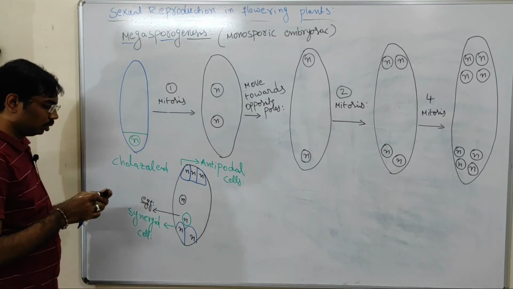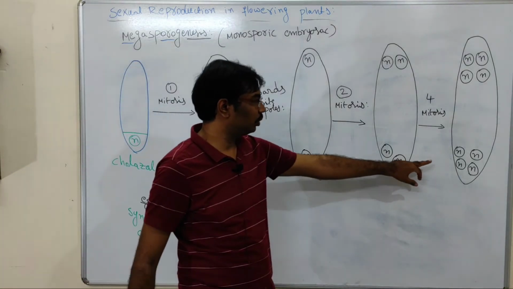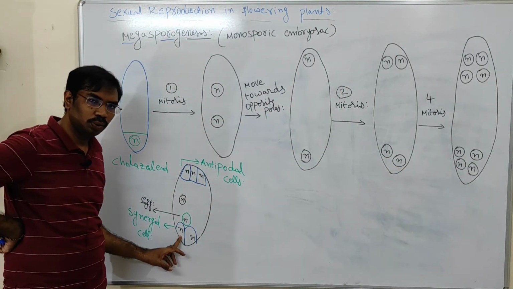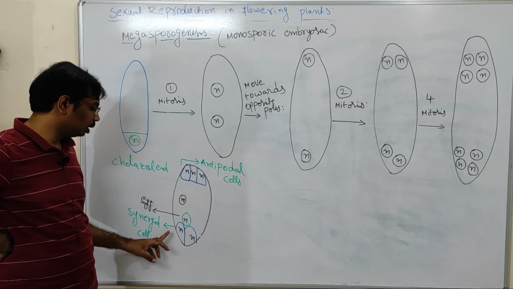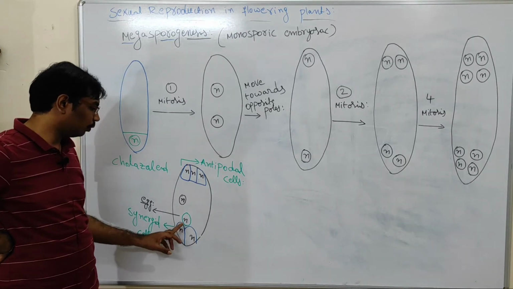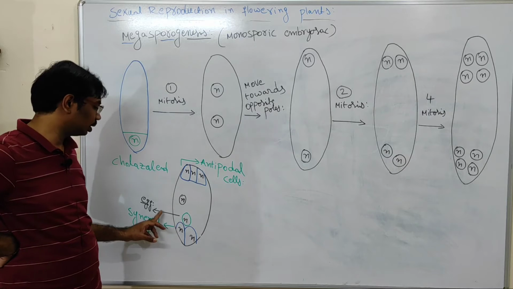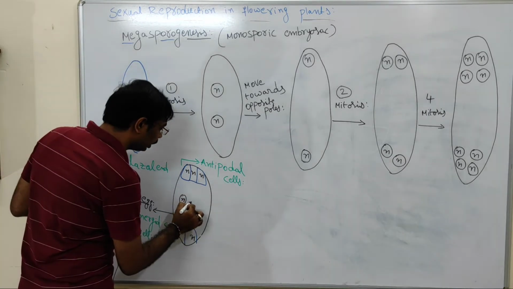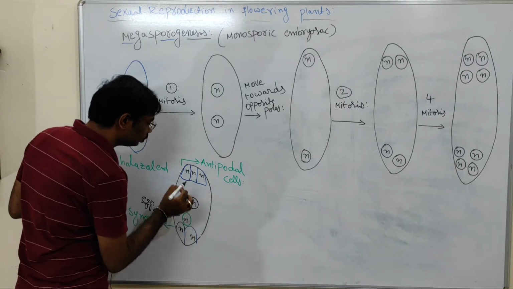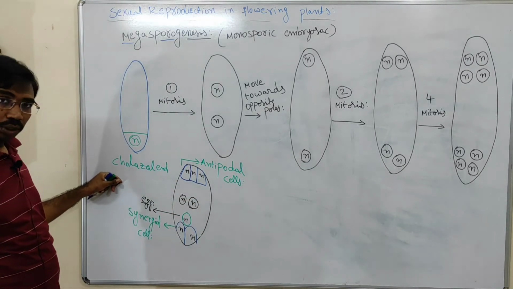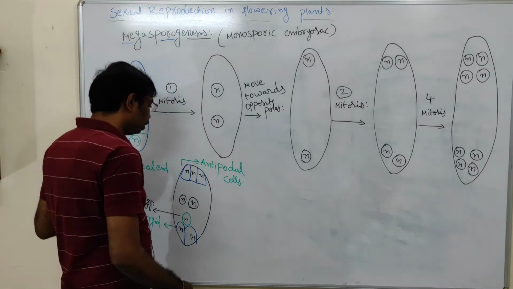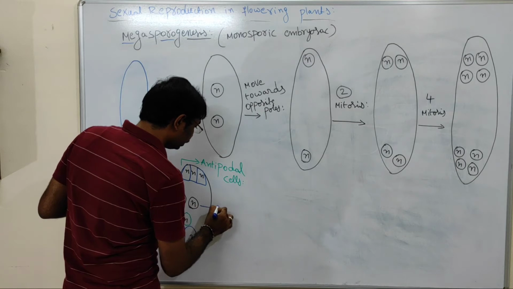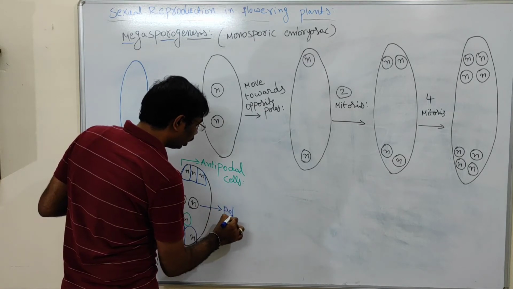Now totally how many nuclei are present in this location? 4 nuclei, but I represented 3 nuclei only. Out of 3, 2 nuclei converted into synergid cells and 1 nucleus converted into the egg cell. What about the remaining nucleus? It moves towards the center. That nucleus moving towards the center is called the polar nuclei.